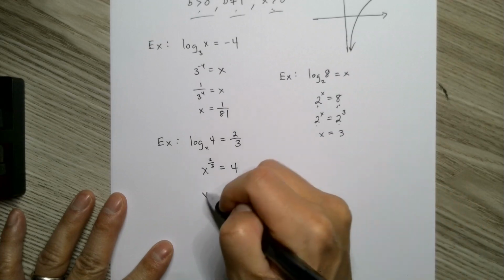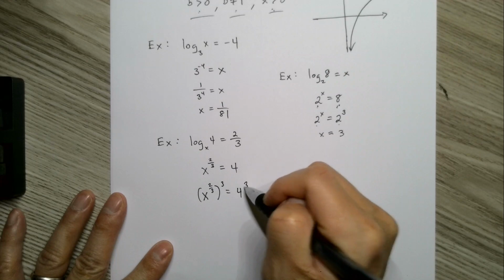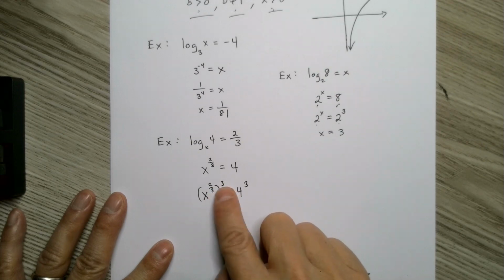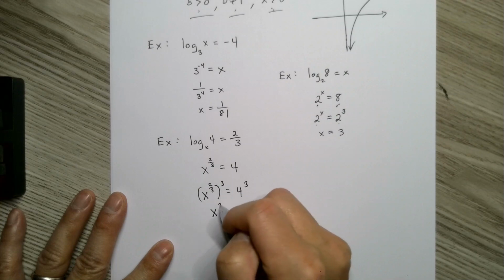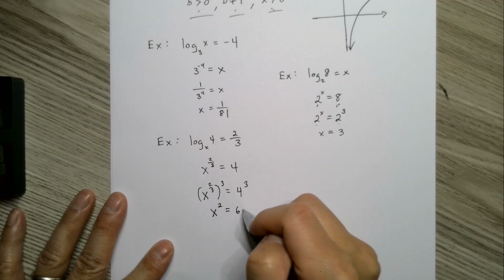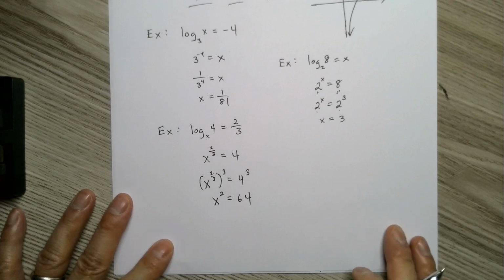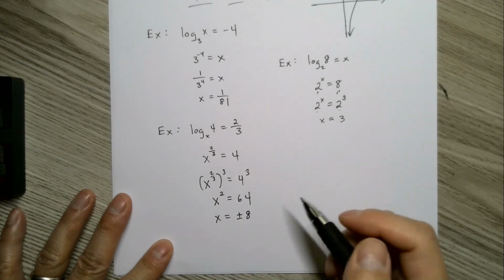And I do that because I know that I'm allowed to multiply these two exponents, the inner one and the outer one. And when I do that, the denominator 3 in this fraction will disappear, leaving x squared, and the right side 64. So now you can see that x is plus or minus 8.